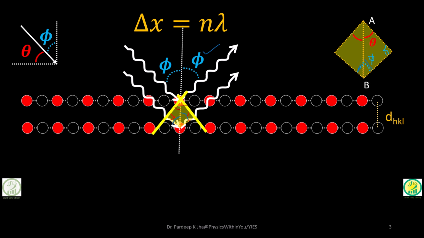So you can understand this part. Let's say this is AB, and this is the lattice spacing. This is the part A and B. So the lattice spacing is there, and this is your d_hkl.